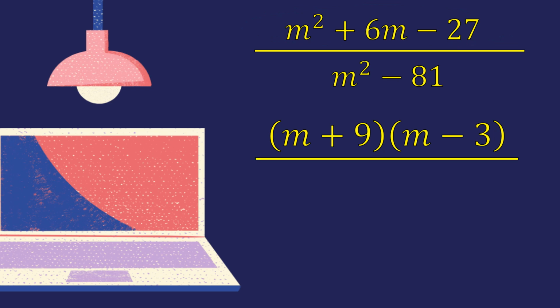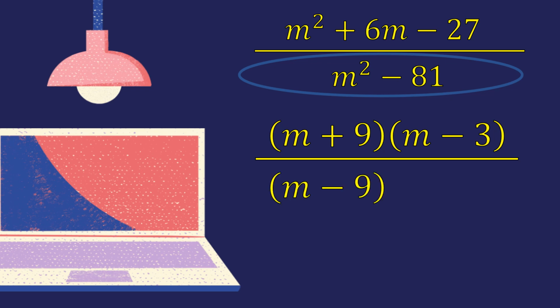Let's proceed to our denominator. M squared minus 81 is factorable. The type of factoring is factoring the difference of two squares. Its factors are m minus 9 and m plus 9.